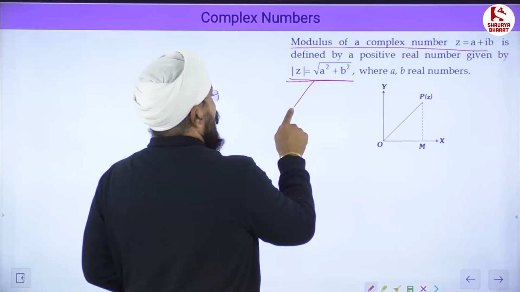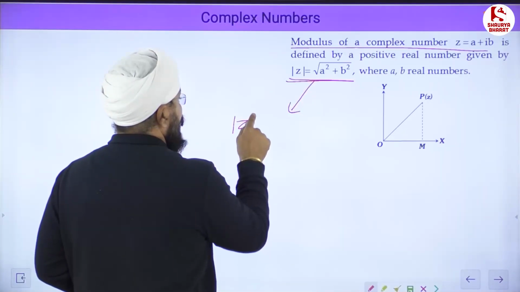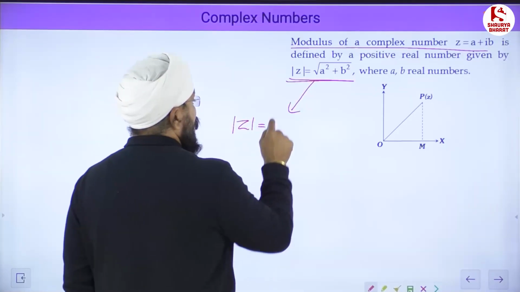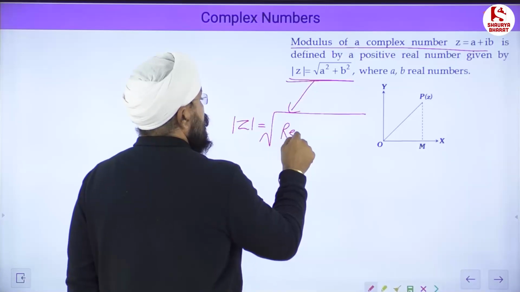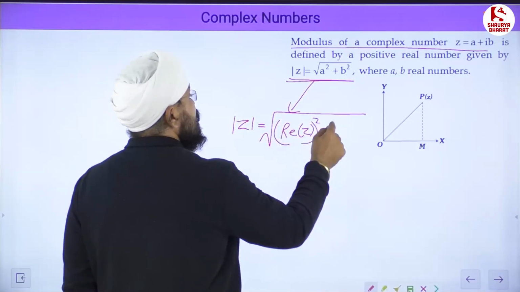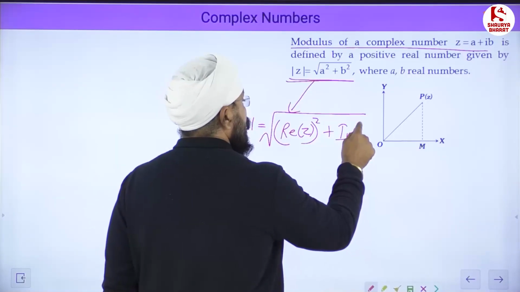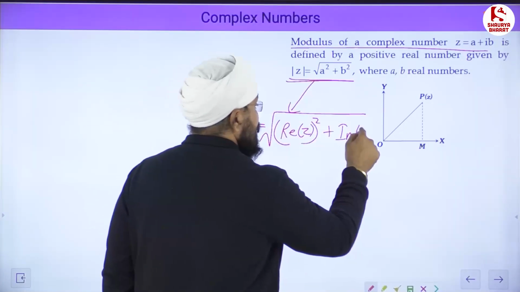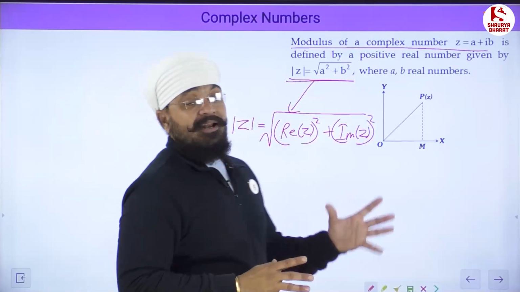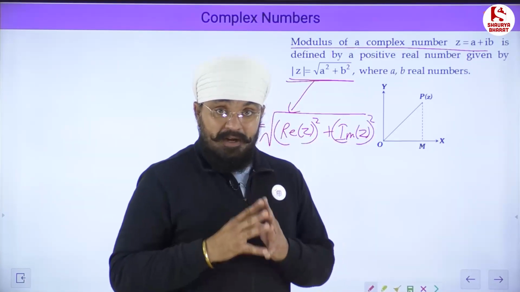That means we will try to remember this as: the modulus of z is the square root of the sum of the square of the real part and the square of the imaginary part. So it looks as if we are calculating a hypotenuse.